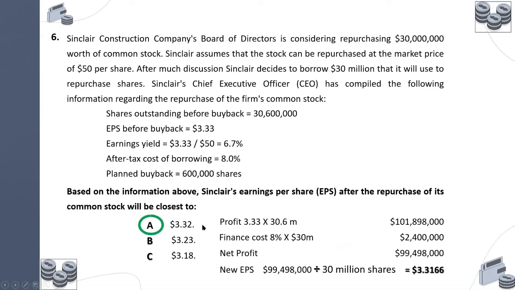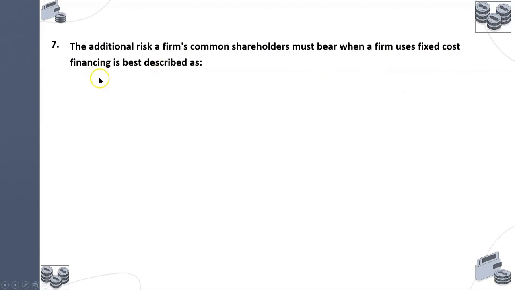Question number 7, the additional risk a firm's common shareholder must bear when a firm uses fixed cost financing is best described as. Now, let us assume that the company has got new debt, so it has fixed cost of financing, that is the interest payment. The question is, what is this additional risk I'm bringing to the company by borrowing at a fixed cost? Will this increase the business risk? The business risk has nothing to do with financing. So it is the financial risk, definitely.